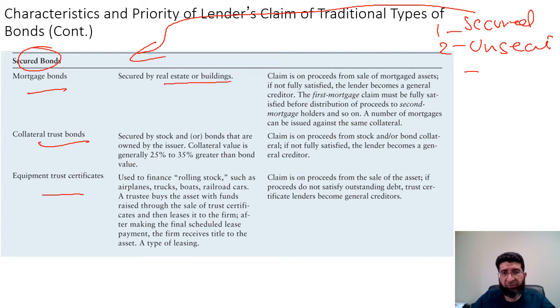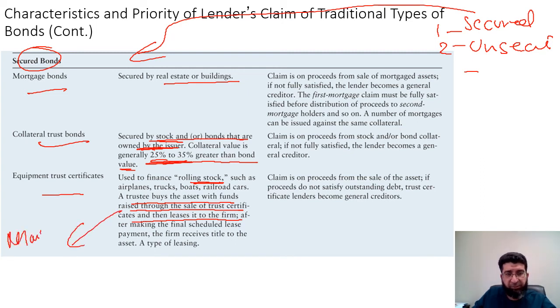So mortgage bonds are secured by real estate or buildings, and then collateral trust bonds are secured by stocks or bonds that are owned by the issuers. Collateral value is generally 25% to 35% greater than the bond's value. Then come the equipment trust certificates, which are used to finance rolling stock. Rolling stock means things like aeroplanes, trucks, boats, railroad cars. A trustee buys the assets with funds raised through the sale of trust certificates and then leases them to the firm. And this is more in the manufacturing industry.